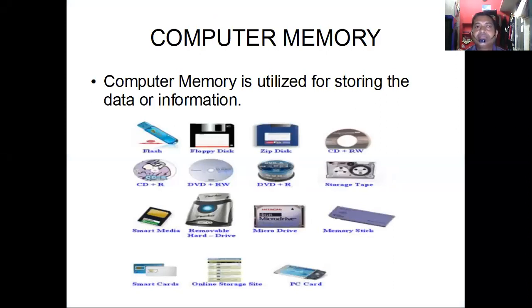Computer memory is used for storing data or information, like a flash drive, floppy drive, zip drive, CD-R, CD-RW, which means rewritable, and CD-R means writable. DVD-RW means rewritable, and DVD-R means writable. And next, storage tapes and smart media, removable hard disks and microdrive, memory sticks and smart cards, online storage sites and PC card. This is your computer's memory.